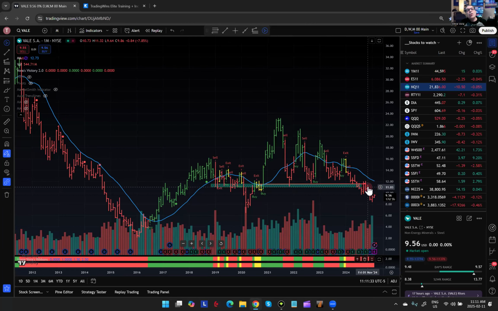So it is a little early for me to want to buy Vail. I need to make sure that all three time frames are aligned. It is too early for that. We only have one time frame that's trending higher. The other two are still trending lower.